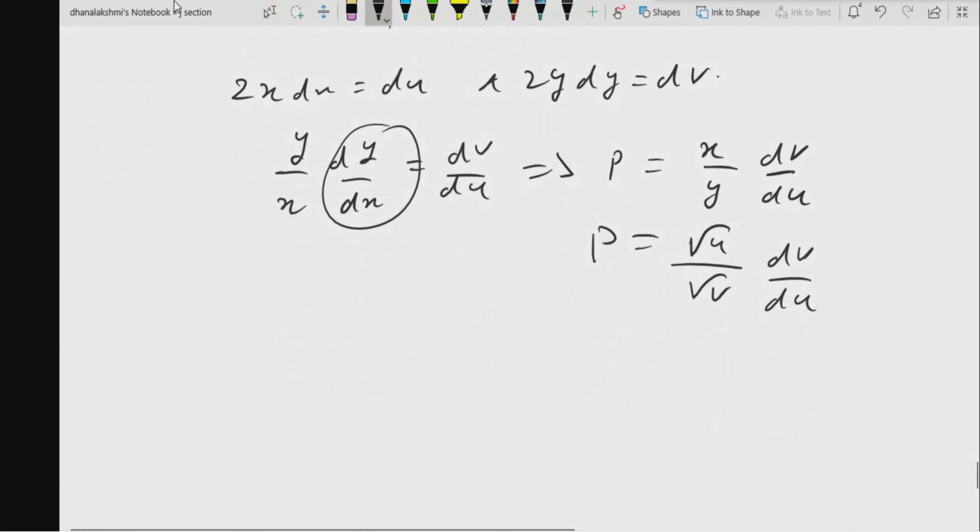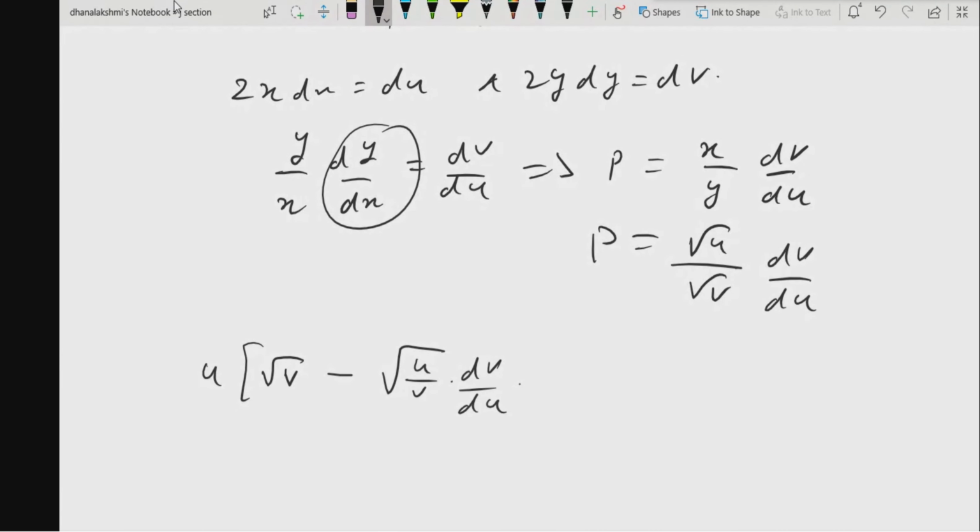What is the given question? You have x square there. So x square we have taken to be u. Then the next term you have y. So y will be root v, minus p. p means root u by root v into dv by du, into x is also there. So x means root u. Okay, understood? I'm substituting everything, which is equal to y. y means root v into p square. p square means u by v into dv by du whole square I will get. Okay.